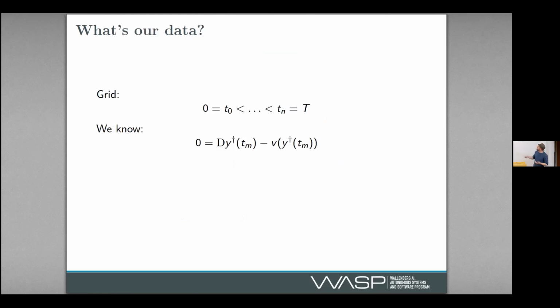So what is our data? Well, we pick a grid, a bunch of time points, t_0 through t_N, in the interval we're interested in solving for. And then we say that maybe the derivative should match the vector field evaluated at this solution at some of these points. And this is typically what the numerical analysis people would call collocation. But we're doing it kind of stochastically.